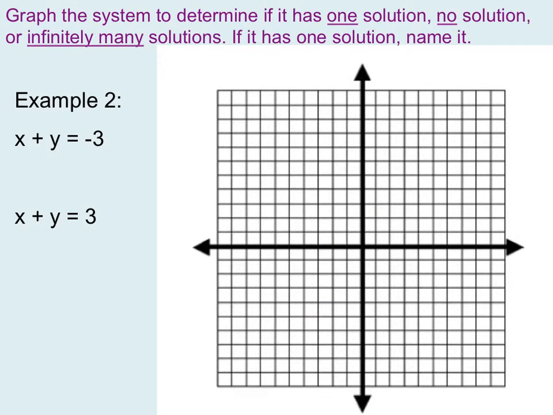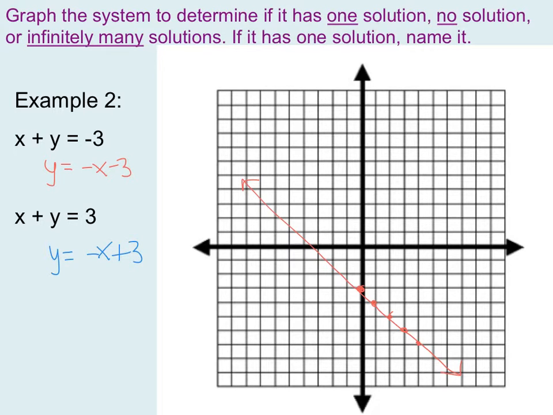Okay, second one, so again, I'm going to solve the top for y in red. So I'm going to subtract x, which gives me -x minus 3. So I can graph this line. I've got that negative slope starting at -3. And then my second equation, I'm going to subtract x, which gives me -x plus 3.